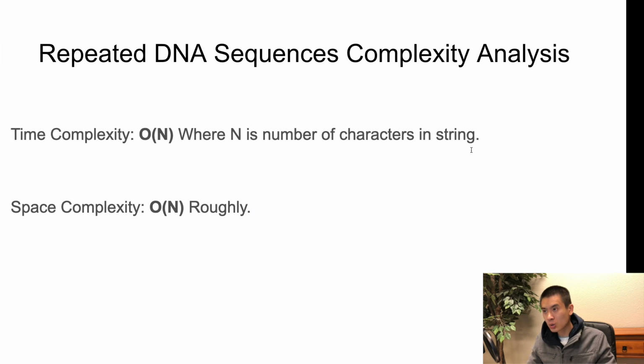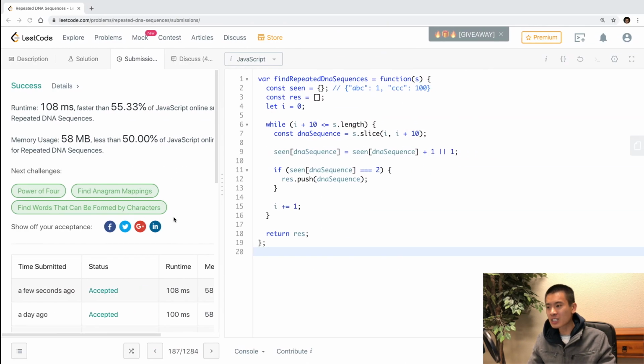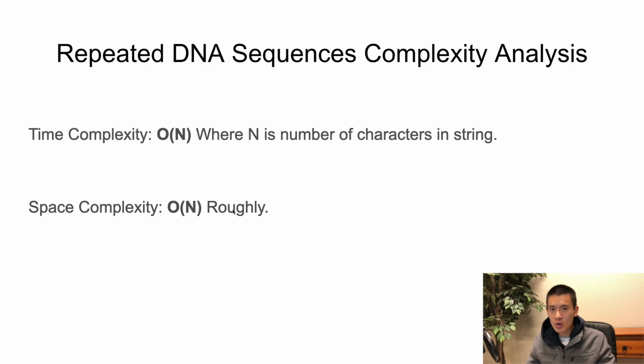Hey, it did. So for repeated DNA sequences, the time complexity is O of n, where n is the number of characters in the string, and the space complexity is O of n, roughly. Why is it roughly O of n? Because let's say our input string is actually 10 characters. Then our seen object would only have one key, and that key would be that 10 character long input string. So roughly O of n. I'm sure there are some of you that are very smart and logical and can figure out something more accurate than this, but we'll go with this for now.